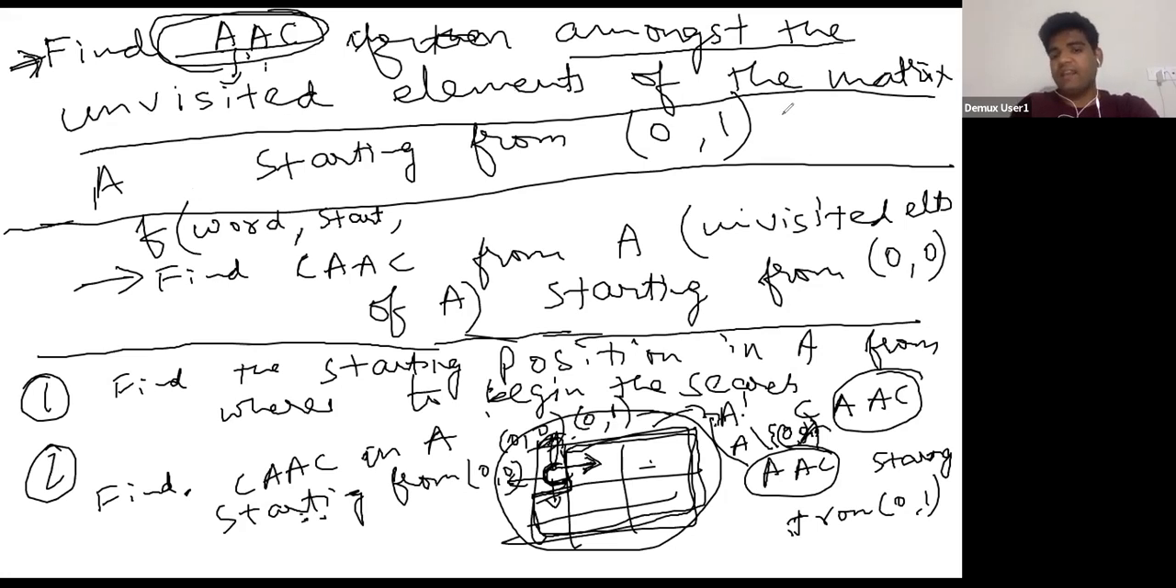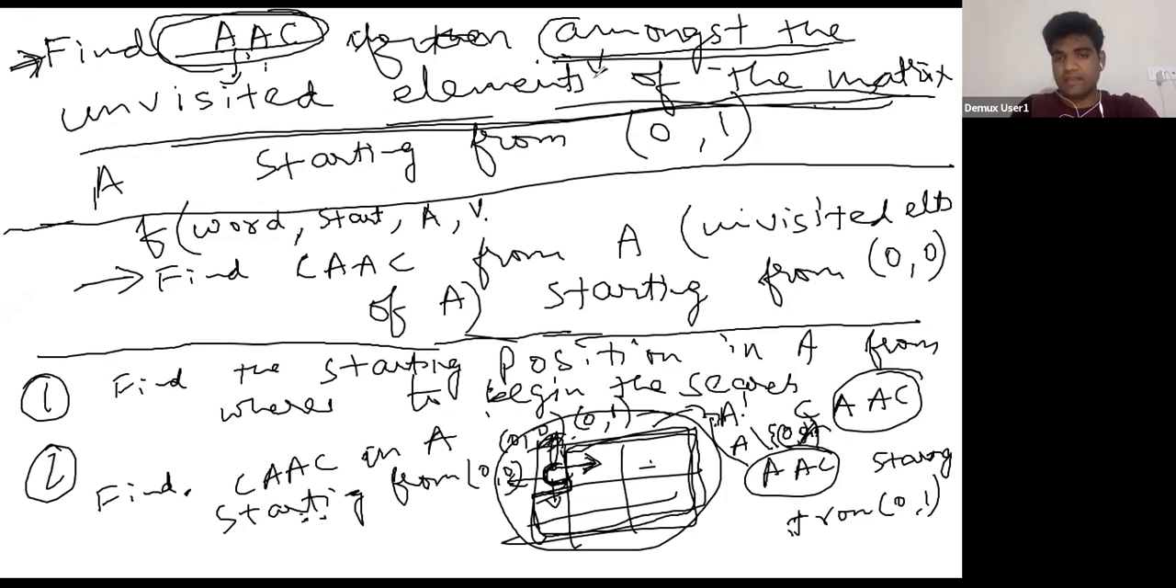Now let's move on to this part. From amongst the unvisited elements of the matrix, I have to find AAC. So how do I represent the unvisited elements of the matrix? I can represent it by the original matrix and a visited matrix, correct? So the visited matrix will have ones in all the places whose elements have already been processed, and it will contain 0 for all the places whose elements have not been processed. Correct? So this is how I represent this part of the sub problem. And this is nothing but a subsequence of the original matrix. And finally, how do I represent this part of the sub problem? Starting from 0, 1, I can just say start i, start j.